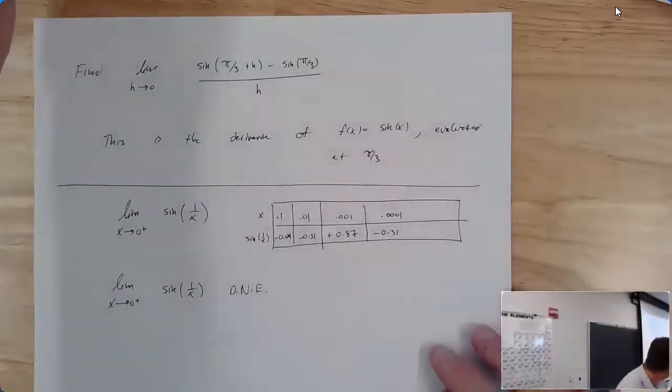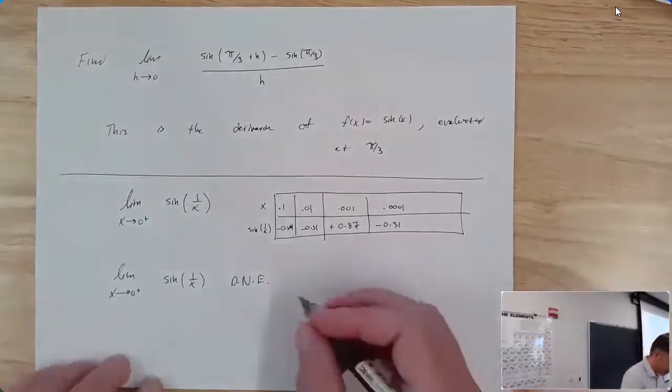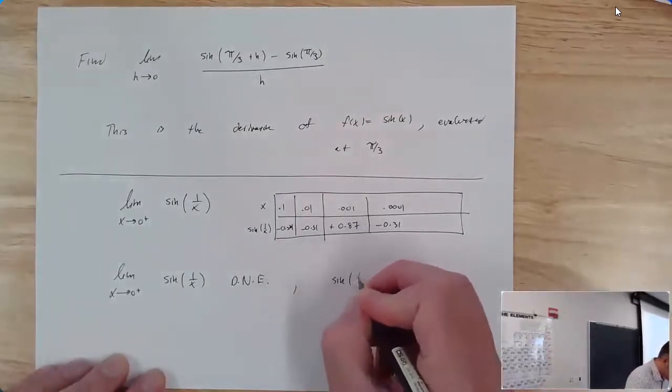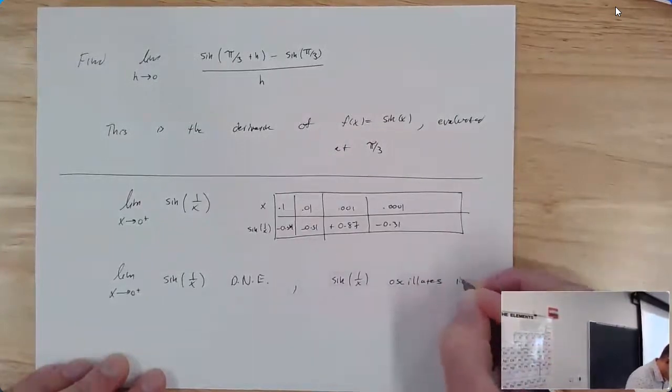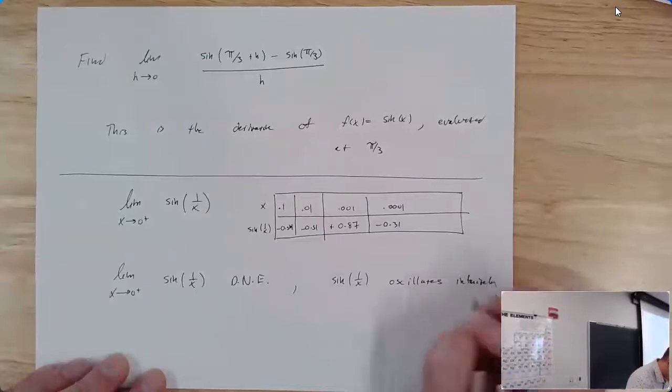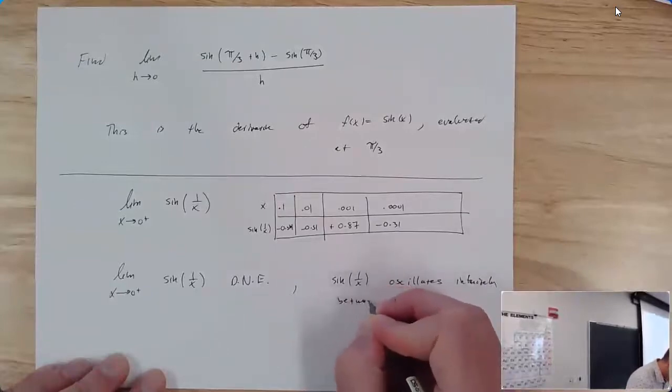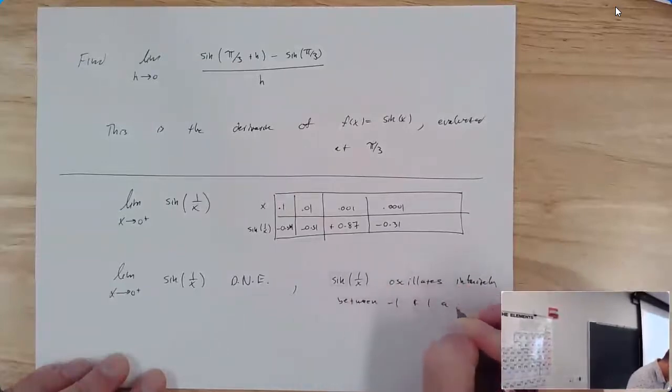Let's brighten that up. And that limit does not exist. Sine of 1 over x oscillates infinitely between -1 and 1 as x approaches 0.